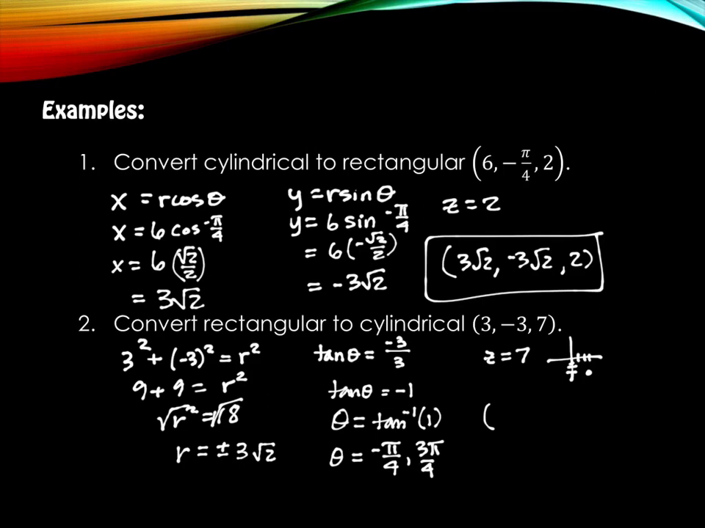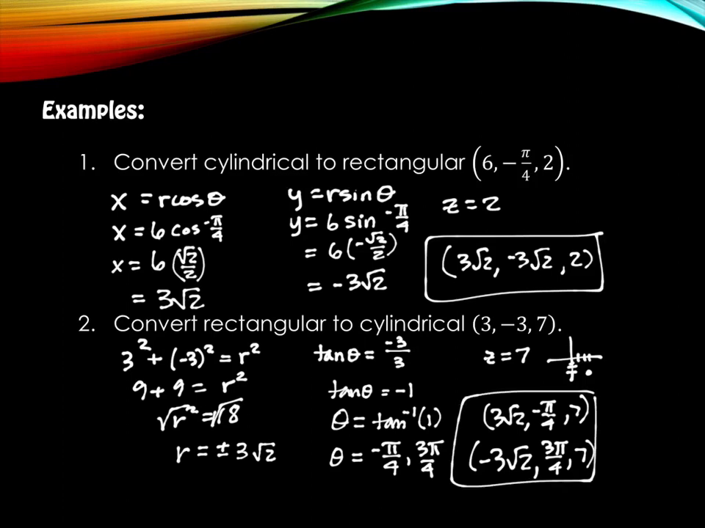Positive with negative and negative with positive. Okay, so the positive 3 square root 2 will work with the negative pi over 4 and the z value 7. Or if you wanted, you could do the negative 3 square root of 2, but then it would have to be with the positive 3 pi over 4 and the 7. So there's not just one right answer, which makes sense. This is polar. We're spinning around the circle, so we've got multiple options. Either of those are perfectly fine. The first one's the one I have written in my notes, if you care, but either of these will be fine.